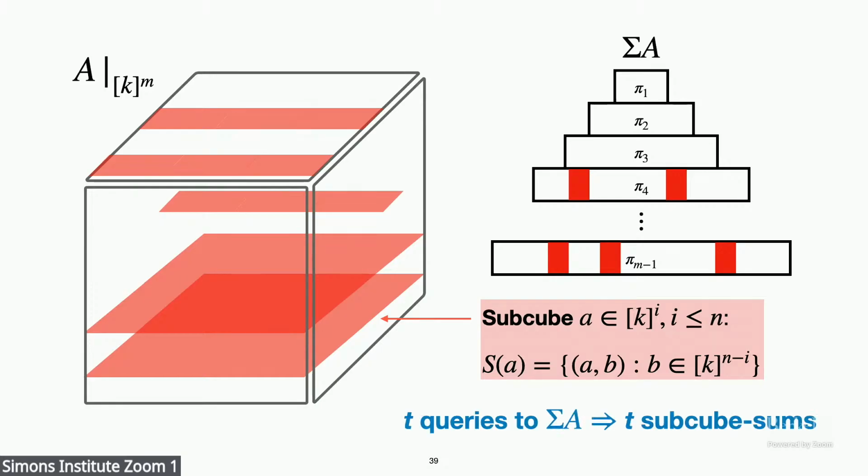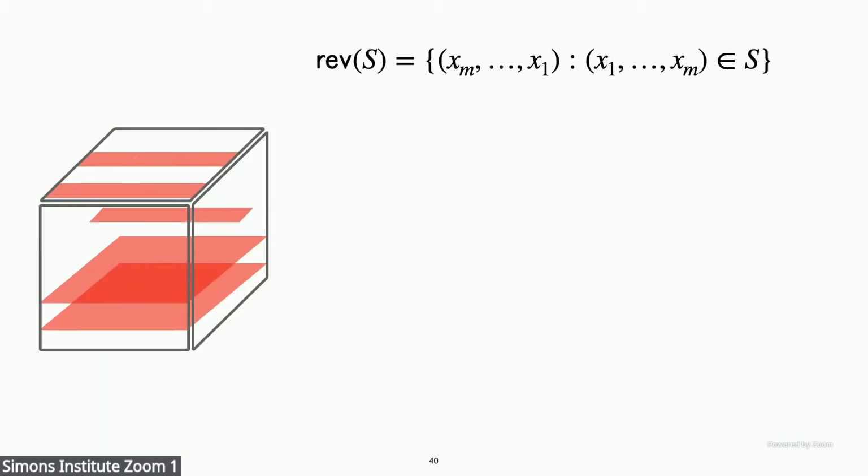So T queries to sigma A corresponds exactly to T subcube sums. Again, this is just in the combinatorial part. I won't have time to talk about the algebraic case.